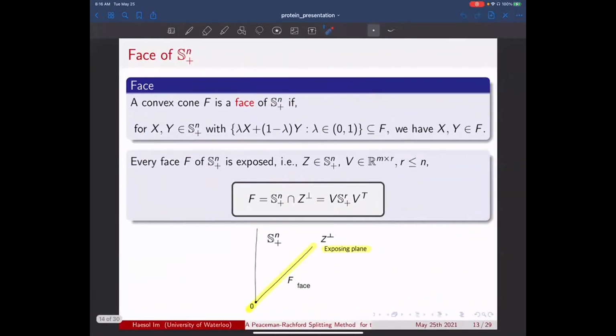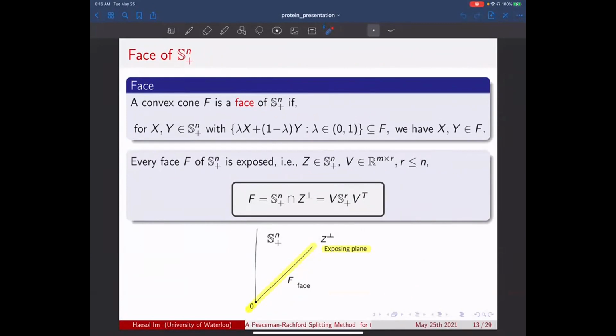Okay, so next I'm going to apply a tool called facial reduction. Well, Faye already talked about it, so it might be a little duplicate here. So first, the definition. A convex cone F is called a face of the semi-definite cone when we pick 2 points and form an open line segment in the set F, if the endpoint of the closure of this line segment is in the set, this object is called a face.